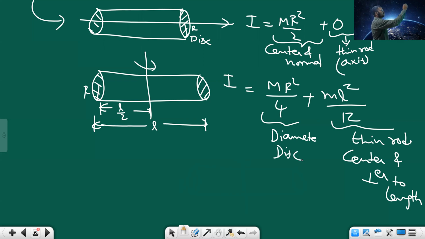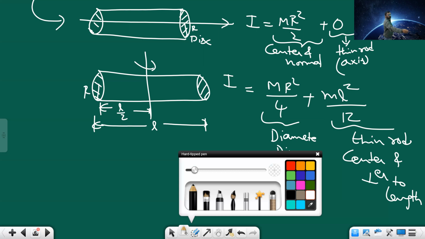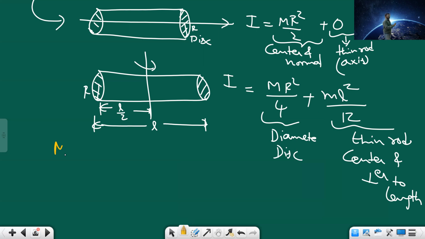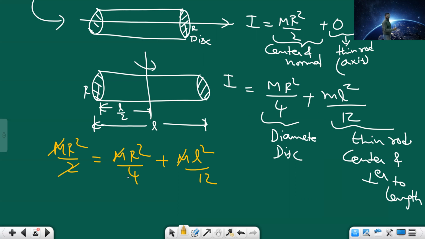Here also disk central and normal. What they mention in the question is these two are equal. Equal means MR square by 2 is equal to MR square by 4 plus ML square by 12. So if you equate these two, everywhere I can cancel M. The 1, 2 will be cancelled here, and here it will become 6.